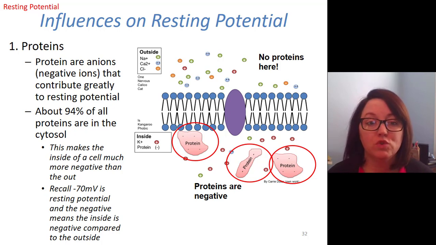So this is huge because this is contributing massively to that negativeness on the inside of the neuron, right? Recall that the resting membrane potential is negative 70 millivolts. We always talk about what the inside looks like compared to the out, and these proteins are negative, making this a negative resting membrane potential.